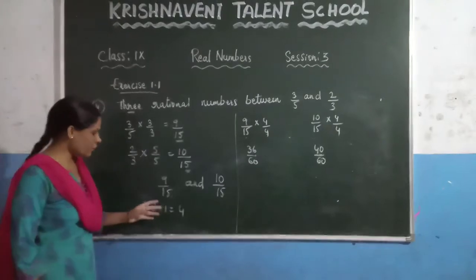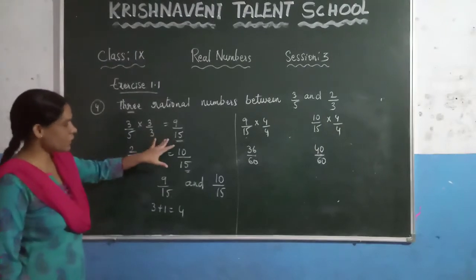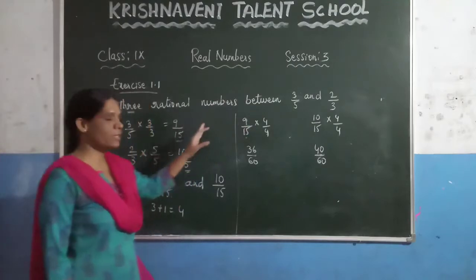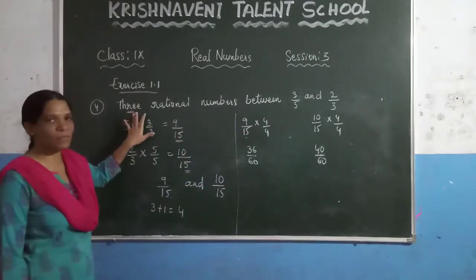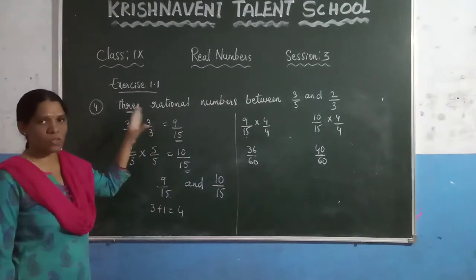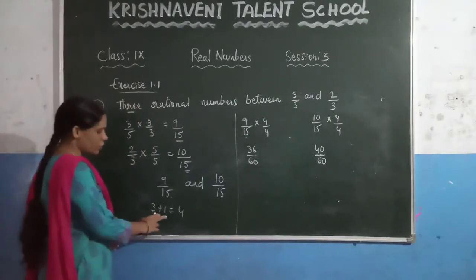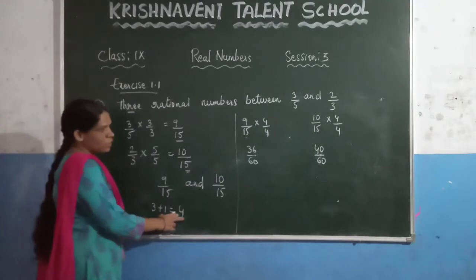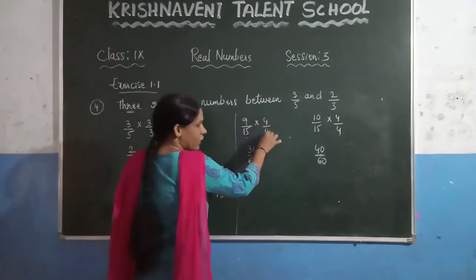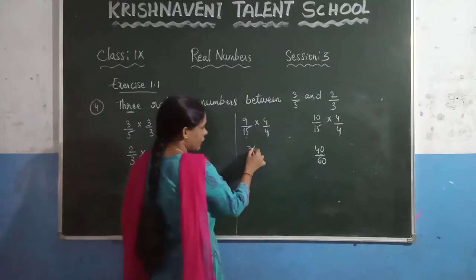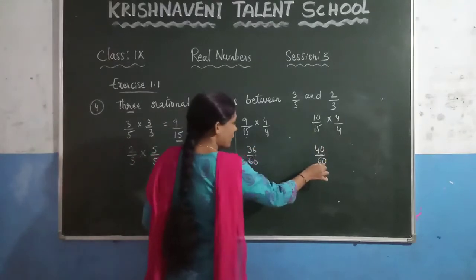So here what we have done, we have made the denominators the same. After that we need to check how many rational numbers there are between these two numbers. We have to find 3. Just add 1 to that. You are getting 4. Now multiply and divide these numbers with 4. So what you are getting? 36 by 60 and 40 by 60.